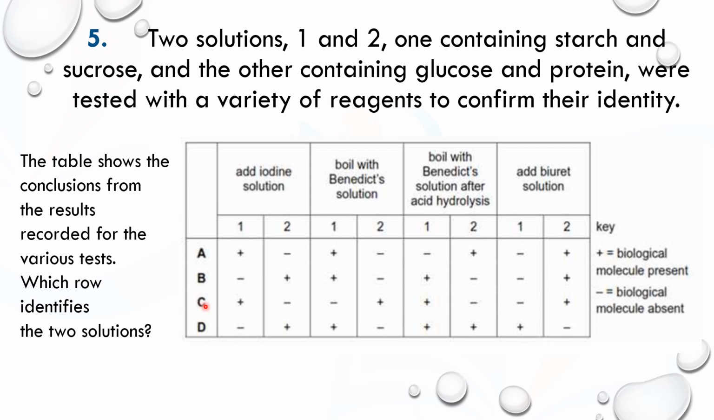If you check C, this solution one tests positive for starch. It should test positive for sucrose. That's what it means there. Okay, that's correct. And the other one should test positive for glucose, so we use Benedict's solution to test for glucose. It should also test positive for protein. So in C, solution two tests positive for glucose and also tests positive for protein by adding biuret. Biuret is used to test for protein. So what do you think is the answer? It is C, of course.